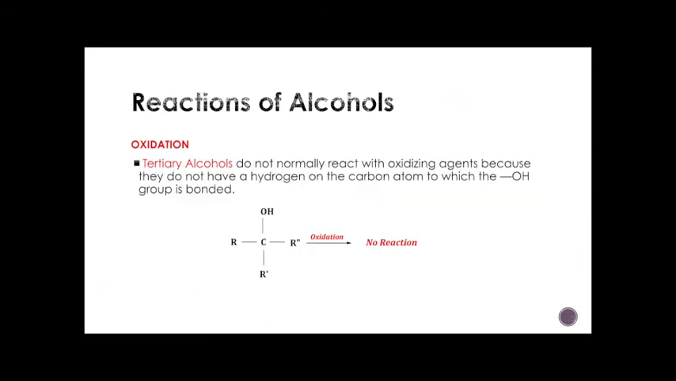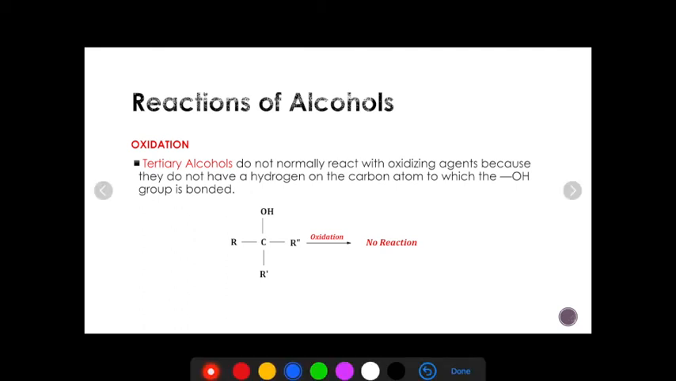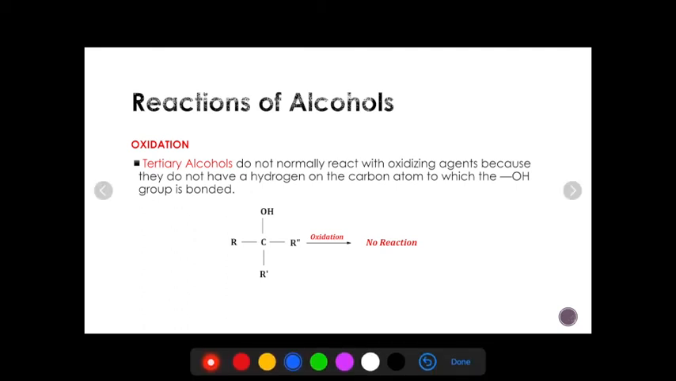Now, tertiary alcohols do not contain hydrogen on the carbon, right? So it's not going to be oxidized. We only have the OH group, but no hydrogen on our carbon, so we can't form that carbonyl, so there's no reaction. Okay, tertiary alcohols are not oxidized.